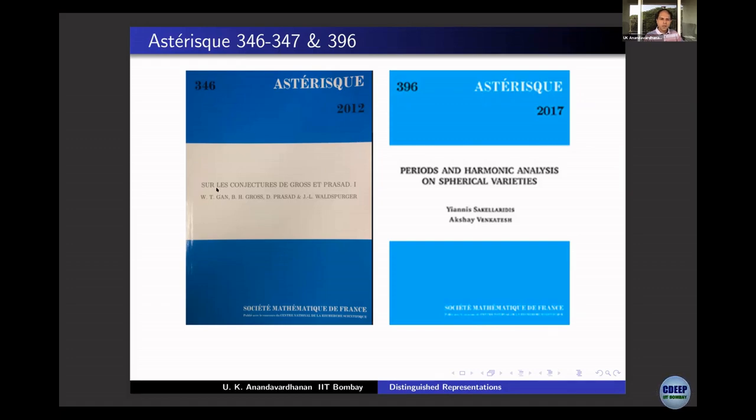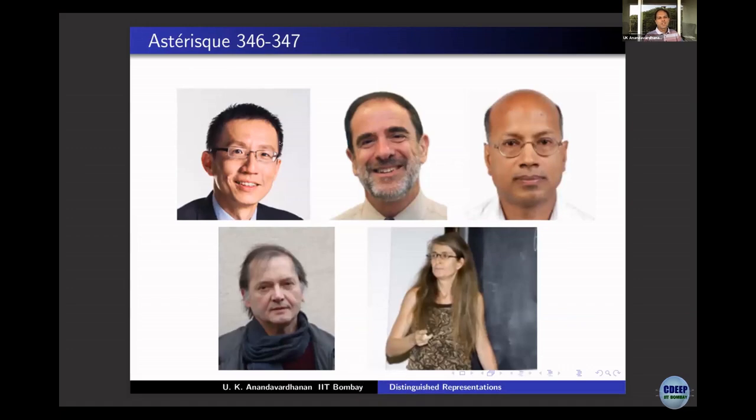This one has a title in French, but it means On the Conjectures of Gross and Prasad, 1. 347 would be the same title, 2. And this is by Wee Teck Gan, Benedict Gross, Dipendra Prasad, and Waldspurger, French mathematician. And this one is by Yiannis Sakellaridis and Akshay Venkatesh. I have some numbers, let's leave it there. And these are the photos. So this is Wee Teck Gan, Benedict Gross, Dipendra Prasad, Waldspurger, and Colette Moeglin. And Moeglin's contribution comes in this volume, 347.